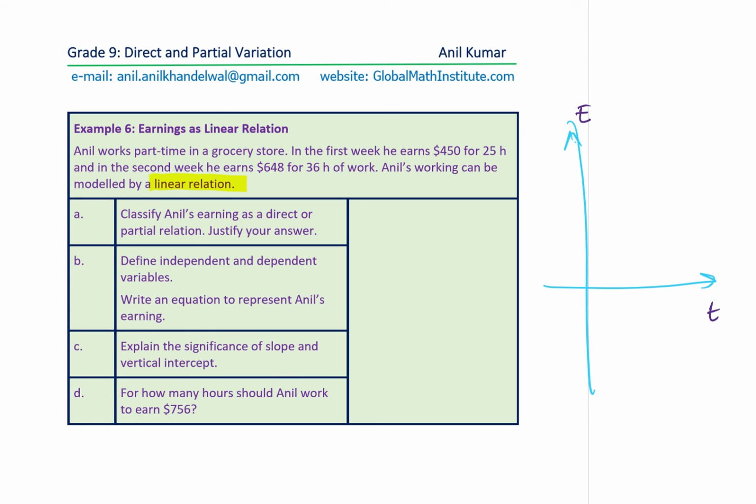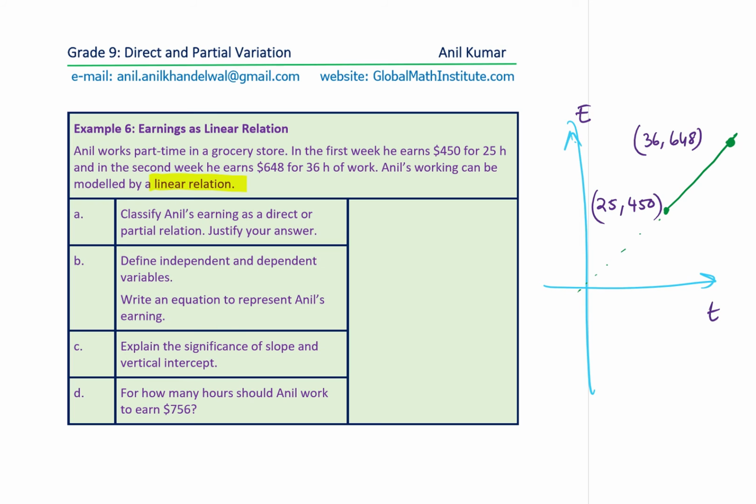We're given 2 points in this particular case. One is for 25 hours, the other one is 36 hours. So we know 1 point is 25 hours worked, 450 earned, correct? The other point is 36 hours worked and 648 earned. Now that will be represented by a straight line, correct? Okay, so these are the 2 points which are given to us. We need to now find whether it goes through the origin or not. Depending on that, it will be partial or direct.